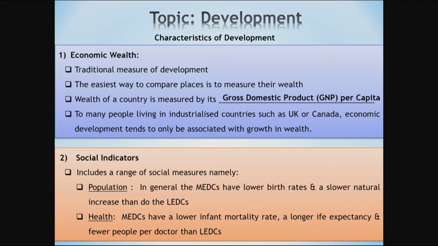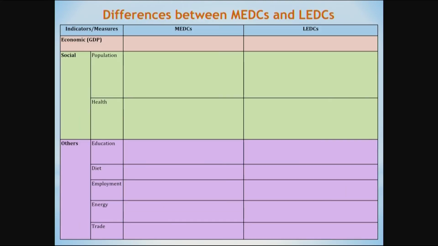Now, let us observe the next table showing the differences between MEDCs and LEDCs for the different indicators as discussed here. Okay, so we have a table. We're going to see now, as we've discussed, the differences between them in terms of economic, in terms of social, and the other indicators I mentioned earlier: education, diet, employment, energy, and trade. Okay, so let us see. For MEDCs, we start with economic GDP.